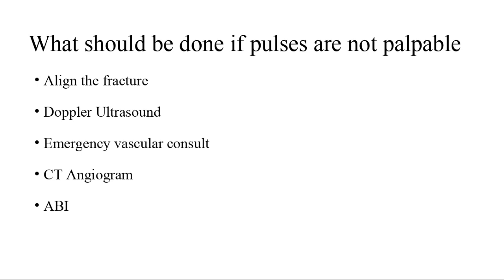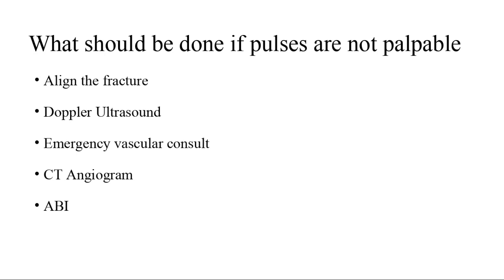So it is important that you know this. You align it, Doppler. If you don't have a Doppler, you send your patient to a center where at least they've got a Doppler. If the Doppler is not as bounding as the other side, and you look at the tracing and the amplitudes are low, then you need a CT angiogram. This is extremely important in order to save that limb.